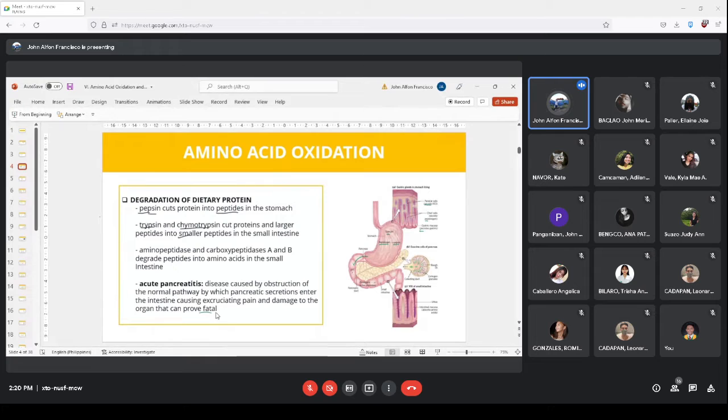So what happens here? Since may mga acidic enzymes ka that break down your peptides, it can possibly break down also yung inyong walls of cells. And if ever na walang available na inhibitor within the walls of your intestine or stomach, you can feel pancreatitis. Okay? And it can damage your pancreas. So that's what happens in acute pancreatitis. Okay?